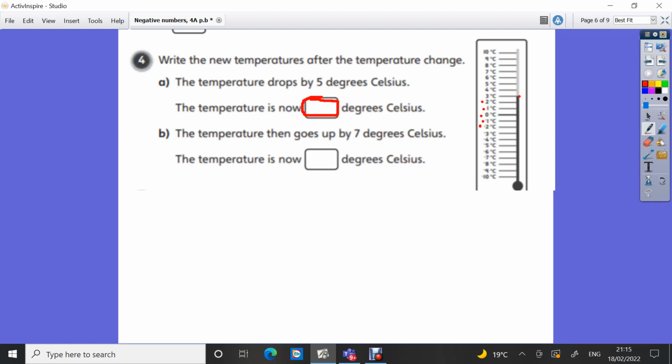Okay. Now look at question number 4b. The temperature then goes up by 7 degrees Celsius. From -2 it goes up 7 degrees Celsius. So where will it reach? From -2, let's count with green color. Start from -2, count up 7 degrees. 1, 2, 3, 4, 5, 6, 7. So you will reach 5 degrees. So the new temperature will be +5 degrees Celsius, which you will write here. I hope you understand.